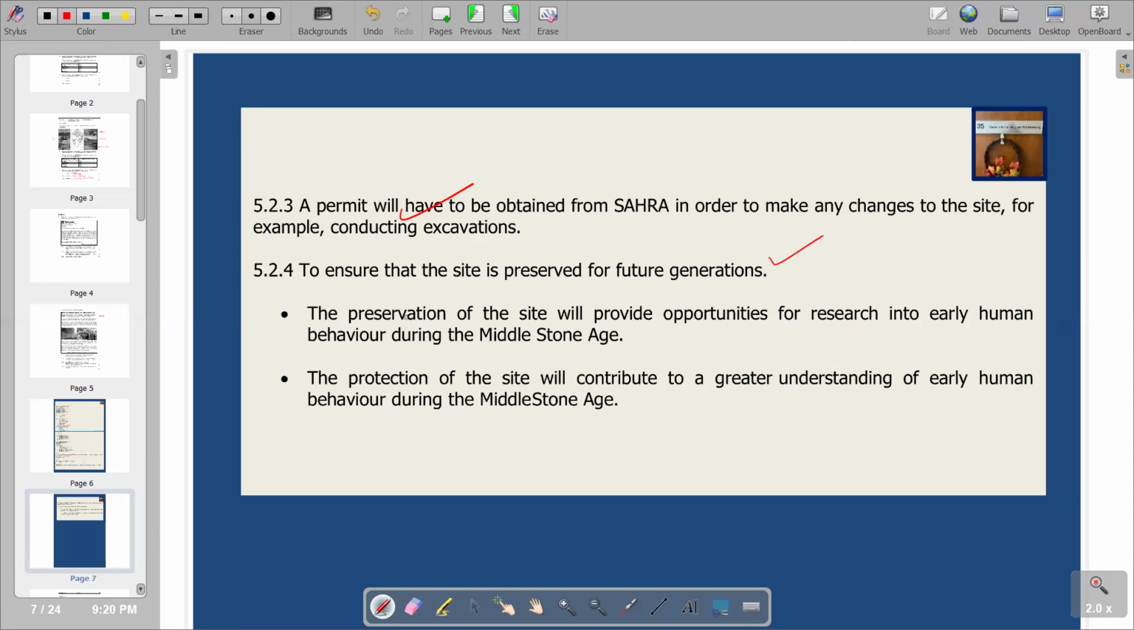So this reason that we have been talking about, I just mentioned, and then the next one is saying the preservation of the site will provide opportunities for research into early human behavior during the Middle Stone Age. That can also be a reason. Then the last one, the protection of the site will contribute to a greater understanding of early human behavior during the Middle Stone Age. So we've got three different options there that you can pick one. The question is only asking for one. So this is the last question that we have according to this video.